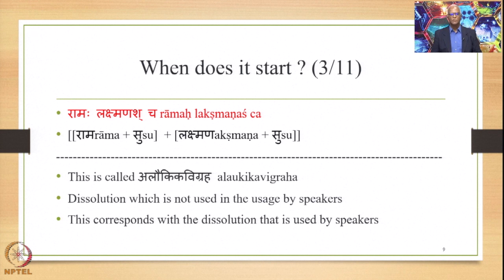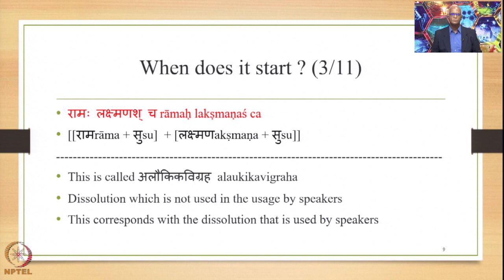So now Ramaha, Lakshmanascha are converted into the technical elements. And so we have Rama plus Su plus Lakshmana plus Su. Cha disappears. Cha has no place as far as the form of the compound is concerned. And so we have only Rama plus Su and Lakshmana plus Su. It is the process of compounding which indicates the meaning denoted by cha, which is and, which is together.